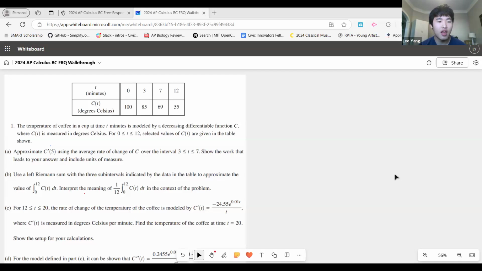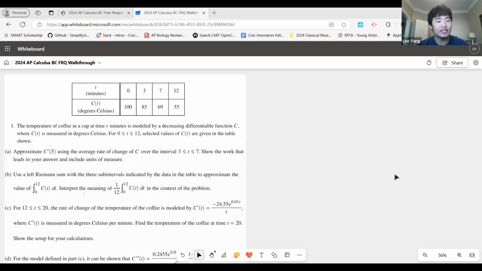The problem says the temperature of coffee in a cup at time t minutes is modeled by a decreasing differentiable function c, where c of t is measured in degrees Celsius, for 0 ≤ t ≤ 12. Selected values of c of t are given in the table shown. So we have this function of the temperature given time, and the temperature is decreasing as time goes on, which makes sense because coffee cools down over time.